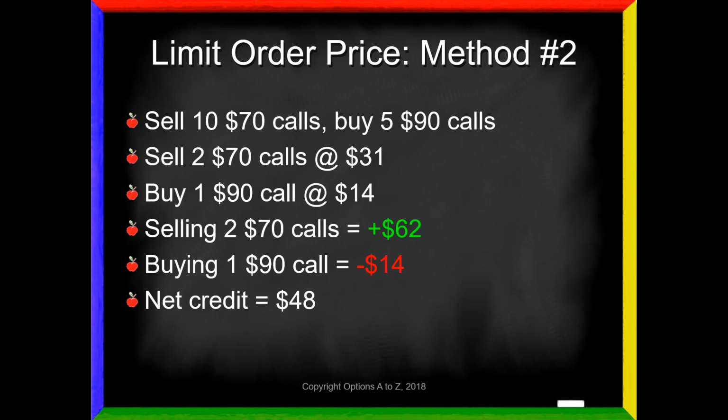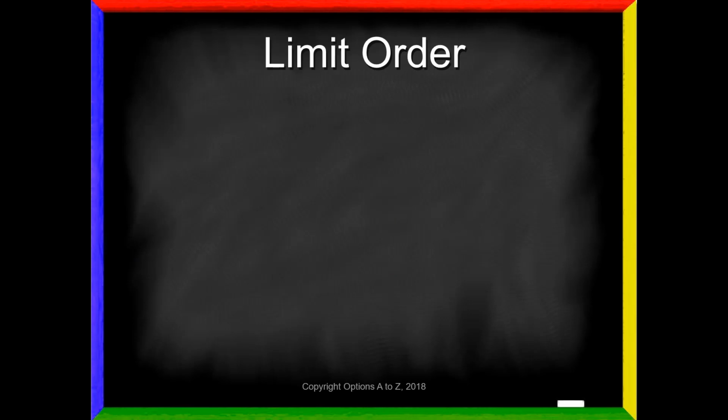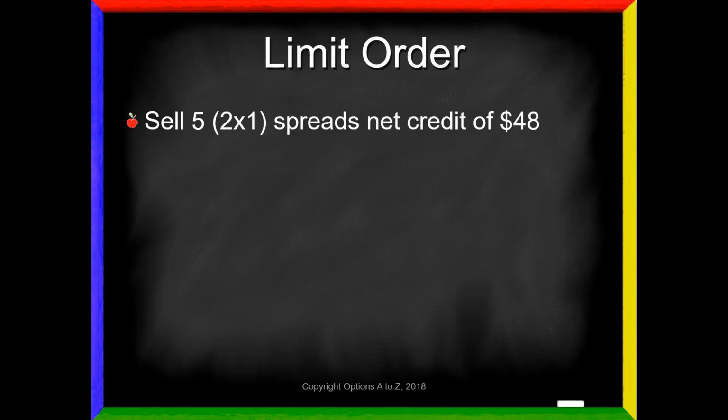So your final limit order would look like this. We are selling 5 2-by-1 spreads for a net credit of 48. Of course, you're free to change that. Maybe you want to do an or better order and make it 47.5. Or maybe try to get a little more and put 48.10. But if you're trying to attach a limit to it, you have to put a number to it. And in this case, that number is going to be somewhere around 48.